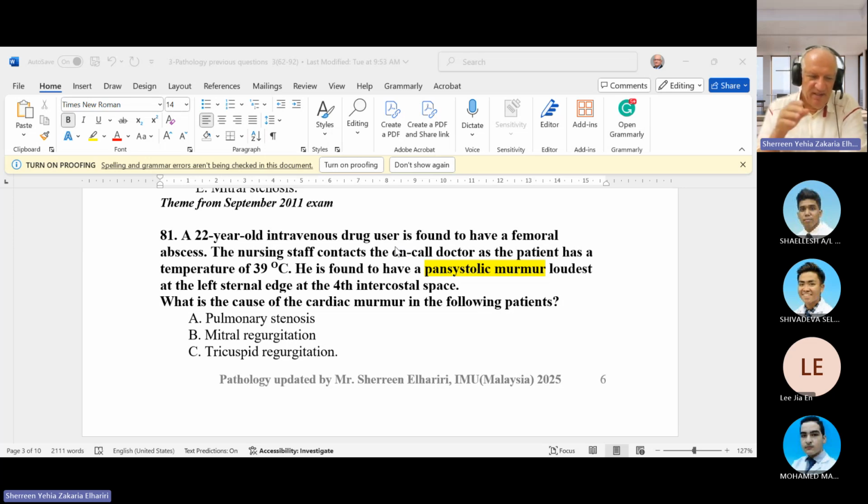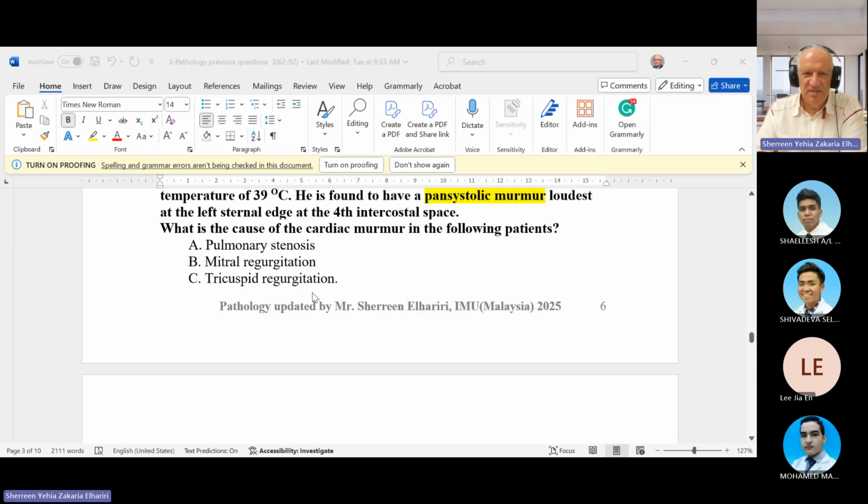So what could it be in the fourth space, just lateral to the sternum? It is tricuspid. So what is it in tricuspid? It is tricuspid regurg. Okay, so tricuspid regurg, pan-systolic murmur at the edge of the fourth intercostal space, left side. The tricuspid is on the right side, the anatomical position is the right side, fourth intercostal space, but the murmur migrated to be pan-systolic on the left side, just lateral to the sternal edge. Again, mitral is in the fifth intercostal space.